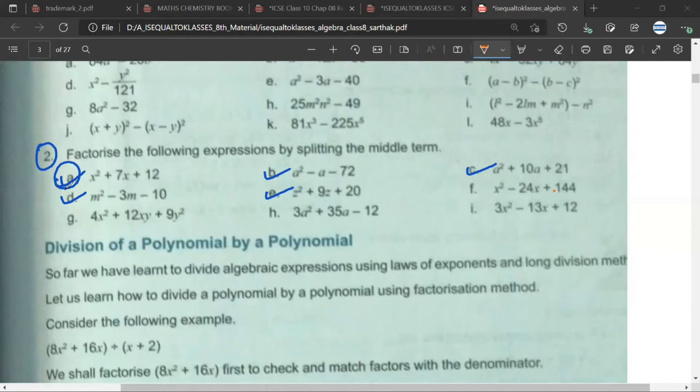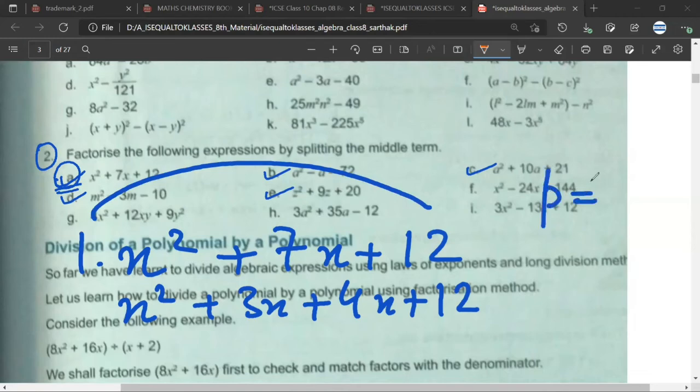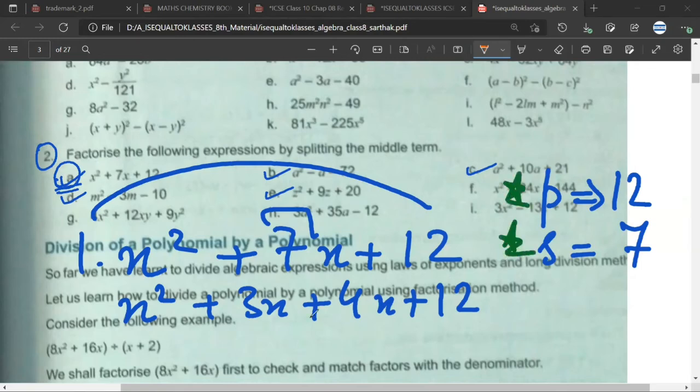So Mr. Sarthak, E part, x square plus 7x plus 12. So what would be the two numbers? 3 and 4. x square plus 3x plus 4x plus 12. Why? Because I have a 1 here. So 1 into 12 is 12. So the product should be equal to 12 and the sum should be equal to 7. Mr. Sarthak, are we clear? Yes. So the product is 12 and the sum is 7. Okay. What should I do next, Mr. Sarthak?